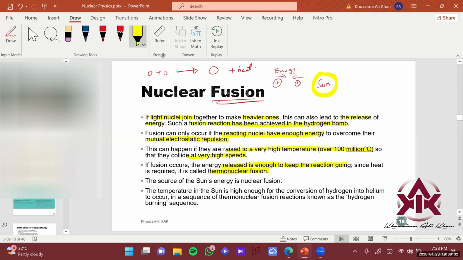So where can you find this? Practically, it's happening at the sun. The sun's energy is produced from nuclear fusion. The huge amount of energy that is reaching all the planets around the solar system is produced with fusion. The temperature at the sun is high enough for the conversion of hydrogen into helium to occur in a sequence of thermonuclear fusion reactions known as the hydrogen burning sequence. Again, how are new elements getting formed? Basically, we fuse them together.